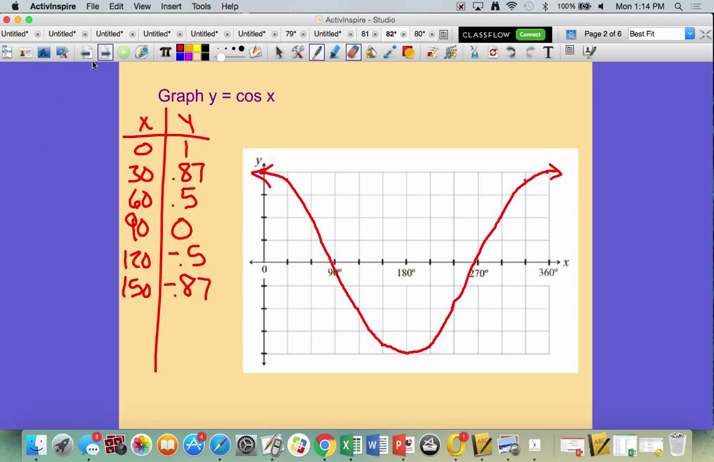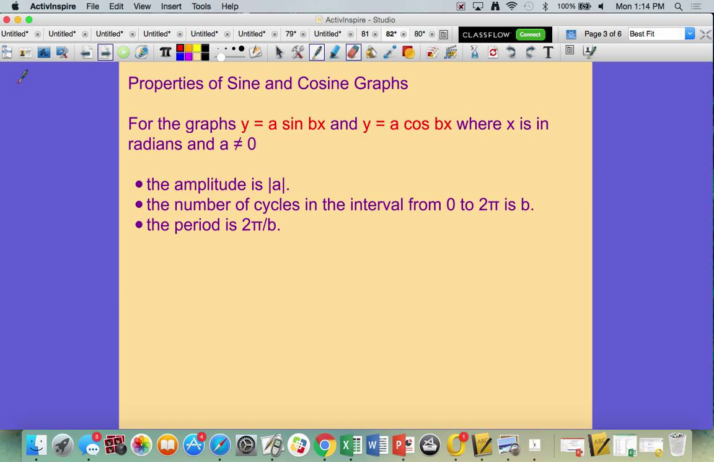All right, so you might be going, well, is there a shorter way to do this problem? And the answer is yes here. First of all, you need to find the amplitude, the number of cycles, and the period. The amplitude is the absolute value of your A value. A is the number out in front of sine. The number of cycles in the interval from 0 to 2 pi or from 0 to 360 is B. It all depends on if you're in degree mode or in radian mode.